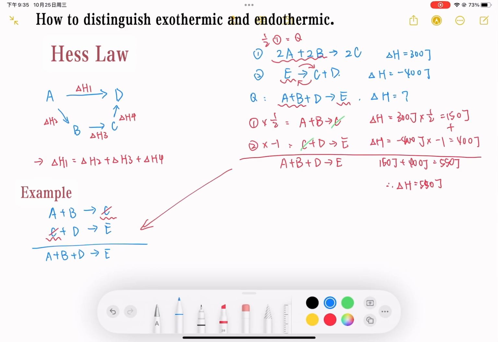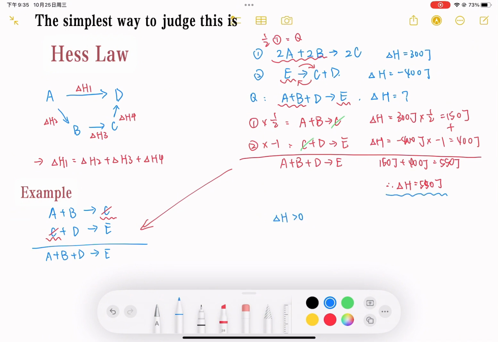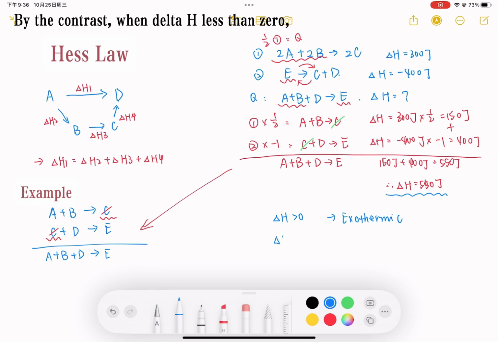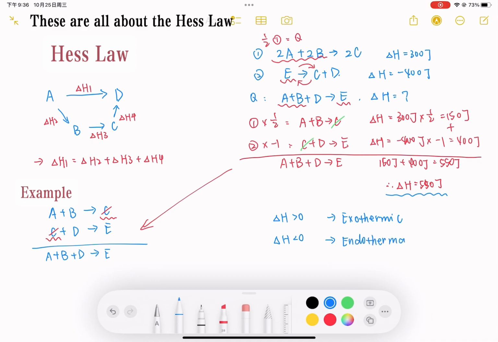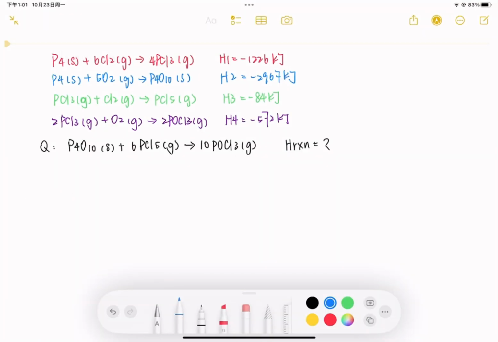Last part: how to distinguish exothermic and endothermic. The simplest way to judge this is that when delta H is greater than 0, it is an exothermic reaction. By contrast, when delta H is less than 0, the corresponding reaction is an endothermic reaction. These are all about Hess's law. Now we can solve the question in the task.